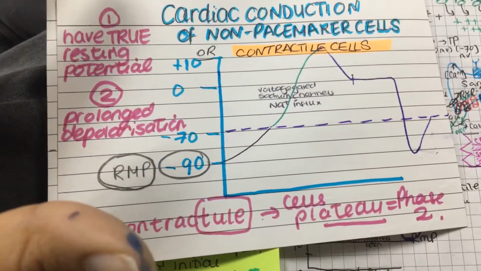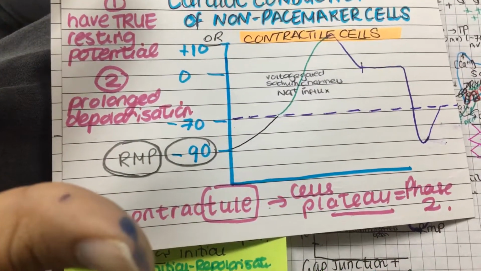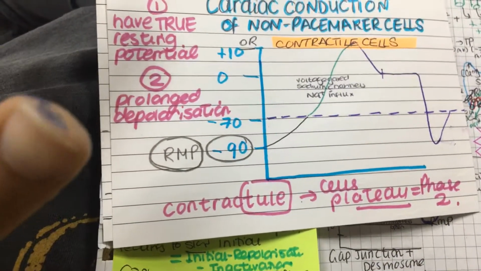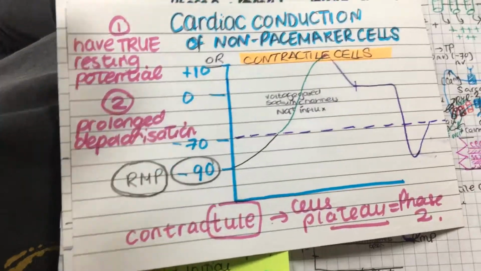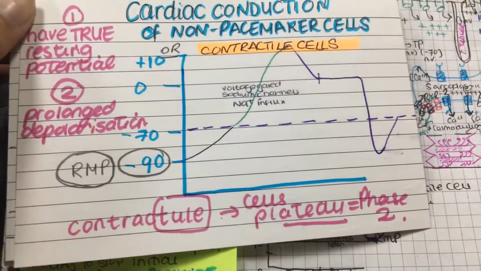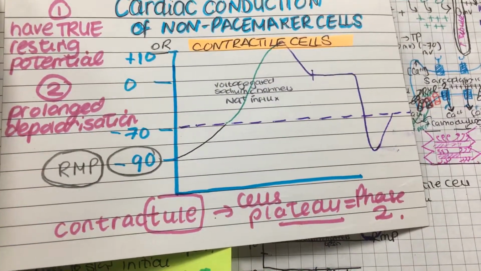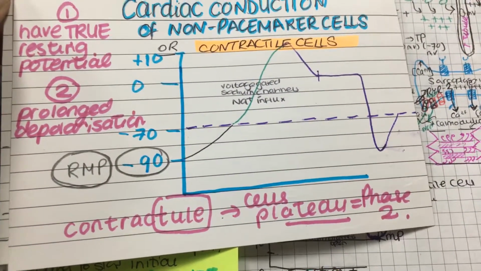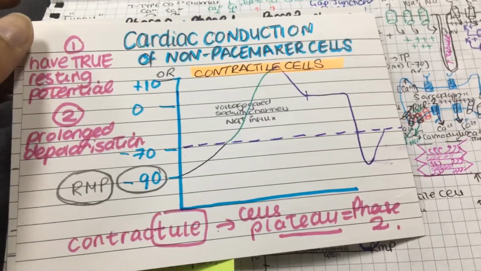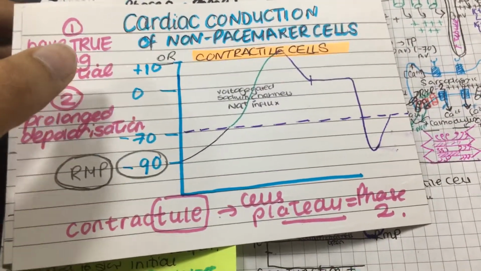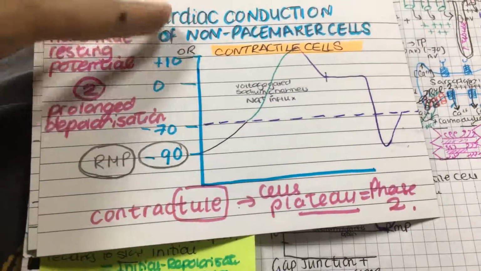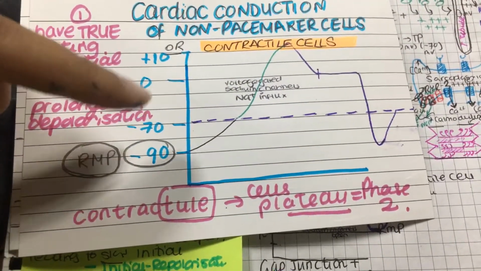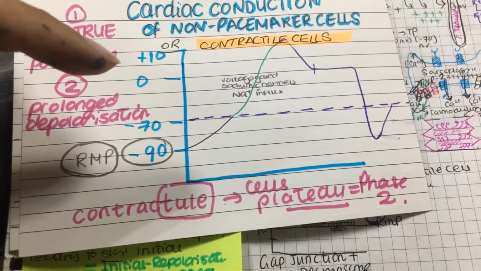Now, earlier I mentioned that the characteristic phase is the plateau phase, and that plateau phase is what allows the contractile cells to have prolonged depolarization. Now, the resting membrane potential of the non-pacemaker cells is going to be minus 90 millivolts. That's their resting membrane potential.